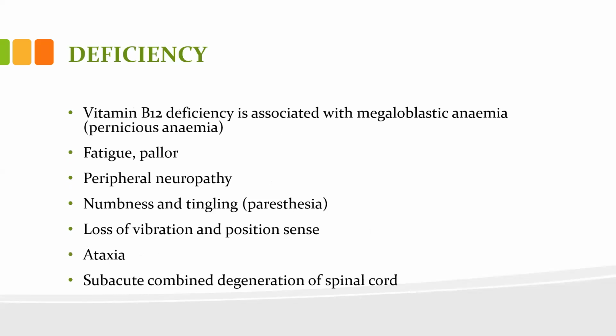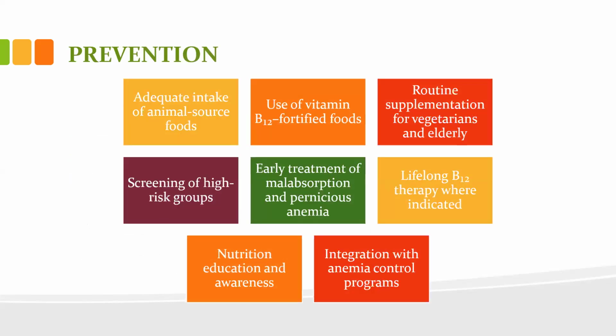Deficiency. So again, vitamin B12 deficiency is associated with megaloblastic anemia or pernicious anemia, fatigue, pallor, peripheral neuropathy, numbness and tingling sensation, which is known as paresthesia, loss of vibration and position sense, ataxia, and subacute combined degeneration of spinal cord is also seen in patients with B12 deficiency.